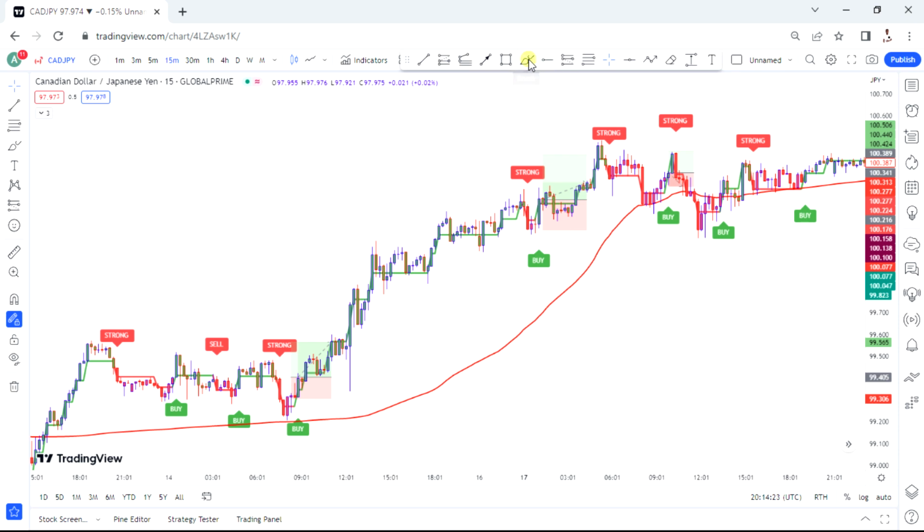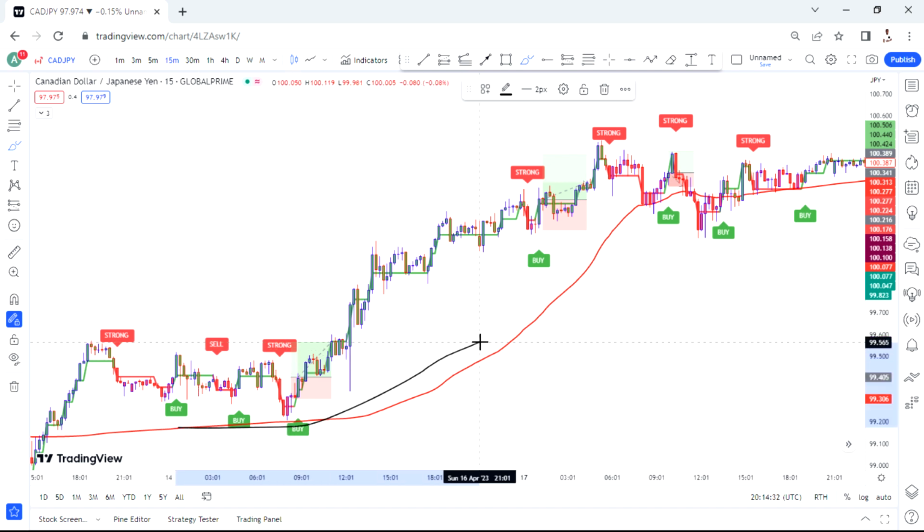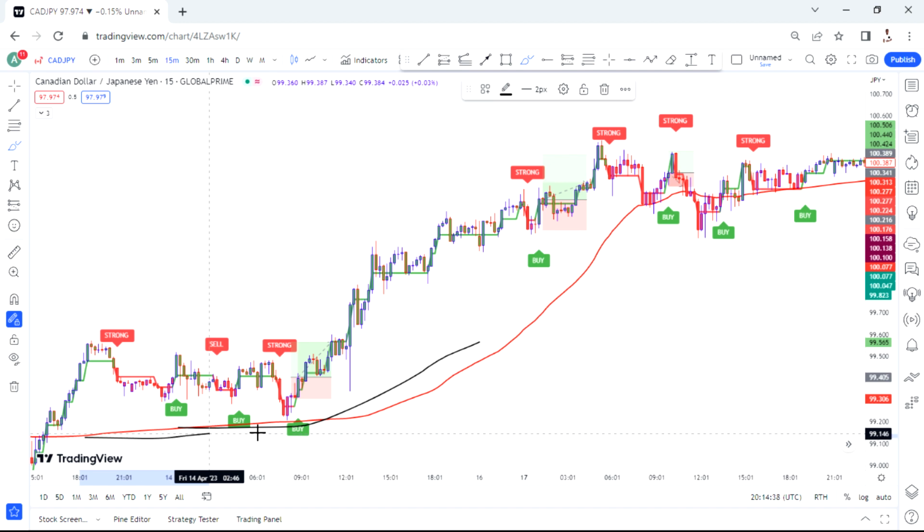You want to see the red line pointing up before you start picking a trade. You can see from here the red line is flat, so we don't need to be taking any trade here. As the red line reached this particular level here, look at it, it started pointing up. That is why we pick a trade at this particular level, and we didn't pick any trade at this level here. You can get this clearly.